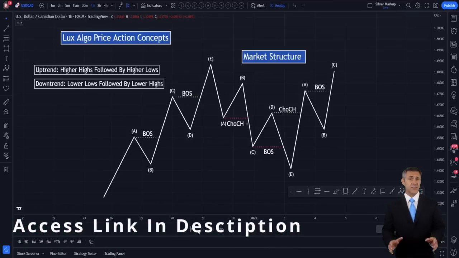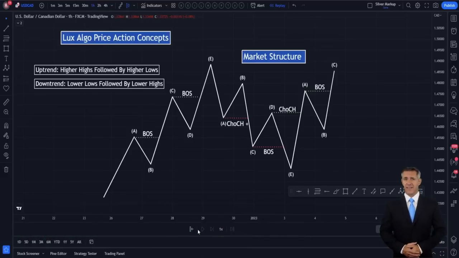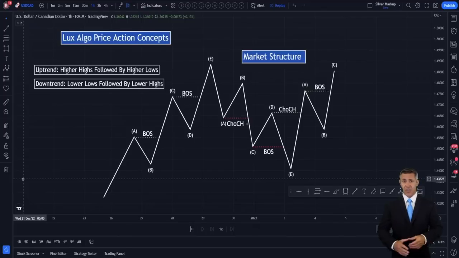So, when it comes to just market structure as a whole, you have to understand that before you can really get into price action concepts. And with market structure, there's just two sentences that really identify what market structure is. And it's to understand the uptrends and downtrends. And you're using market structure to understand where the market is going, what the pace of the market is going, the gravity of the market.